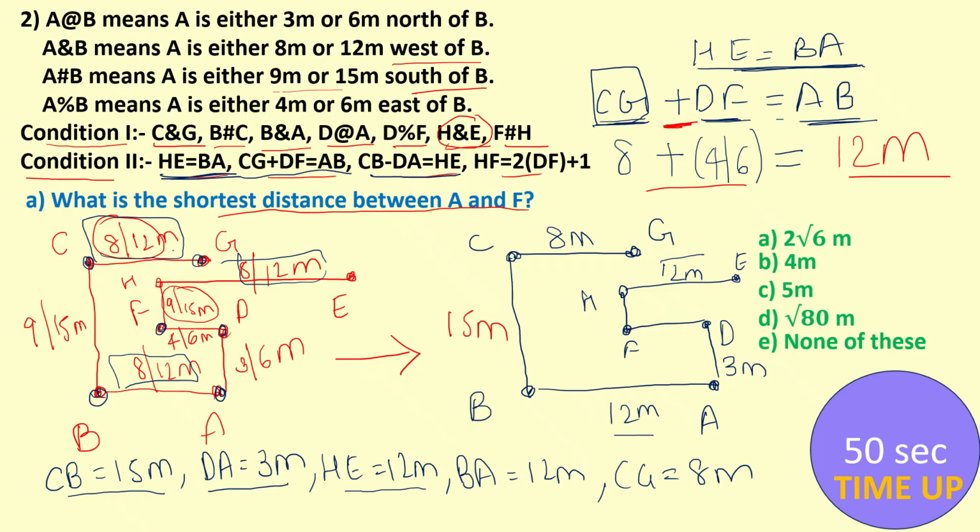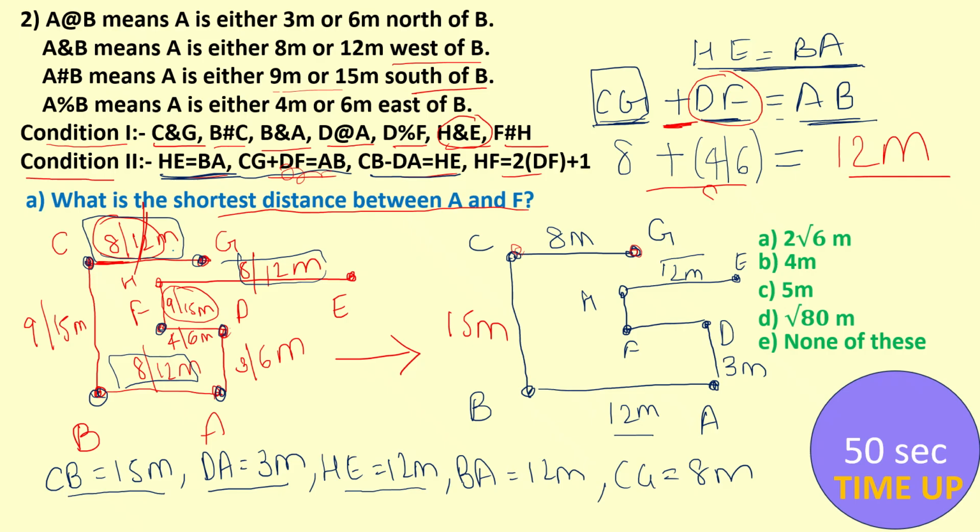Okay, you know how you got CG distance. Because HE and AB was 12 meter, that's why CG will be what? If 12 is eliminated from here, then what is left? 8 is there. So 8 meter. That's what the logic is. By using this condition directly, you will not get it. You should use some other logic. One more logic is that 8 plus 4 will give you 12 or 8 plus 6 will give you 12. From that you can find out the DF distance.